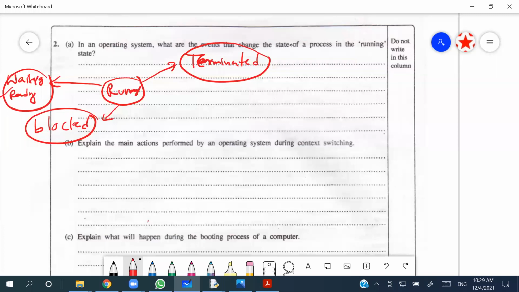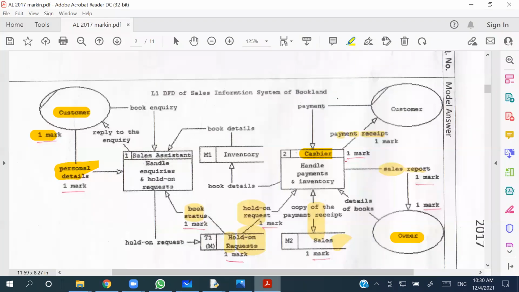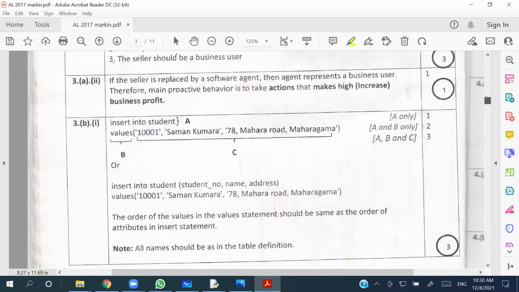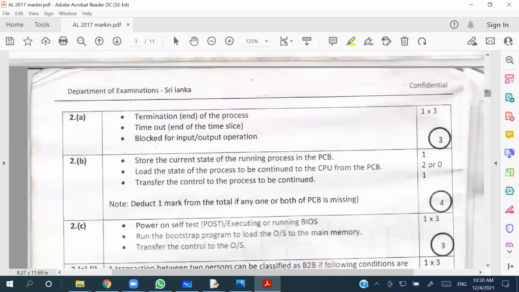Right. So what are the reasons? This is due to a release. This is due to an input output wait. This is due to a timeout. So those are the states that can be changed. They are asking, what are the events? So you have to write about these reasons. Let's go by the marking scheme: termination of the process, timeout, blocked or input output operations.